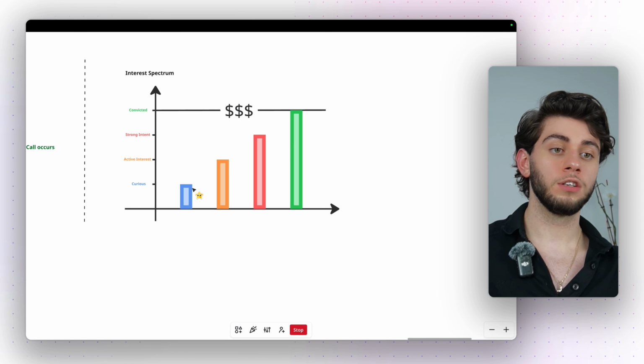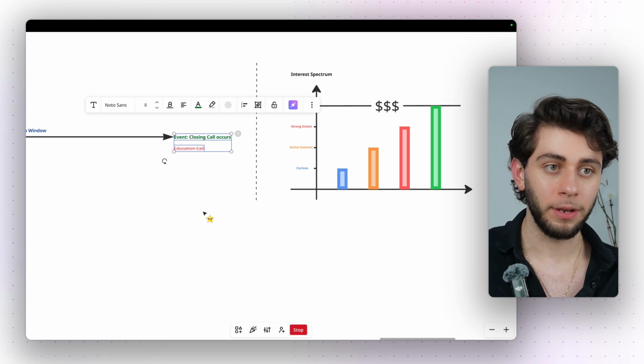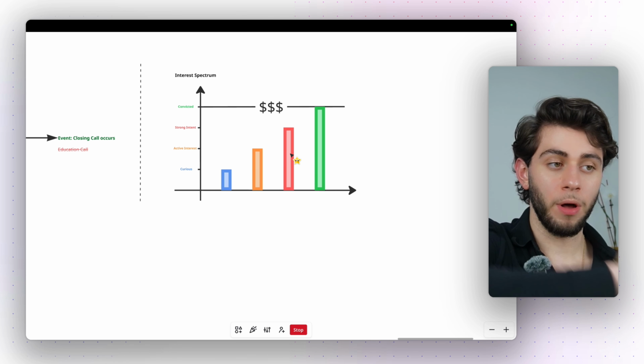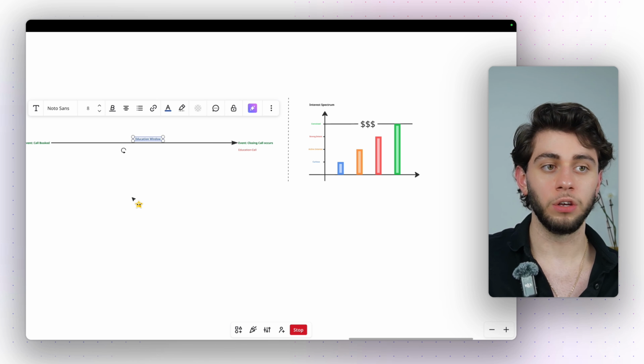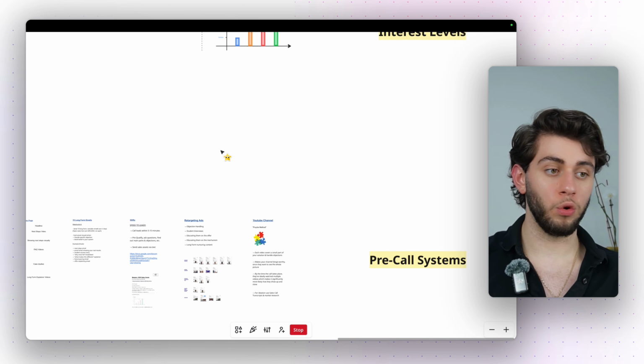They're not sold yet. So your job between the time of them booking a call and the call actually happening is to increase this interest level as much as possible before they hop on the call, so your closers have an easy job to close them. We call this the education window. You usually have about 3 days to do this, and the way you do this is through pre-call systems.